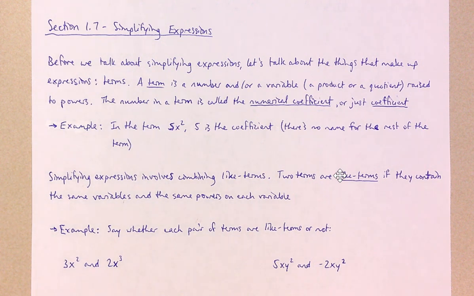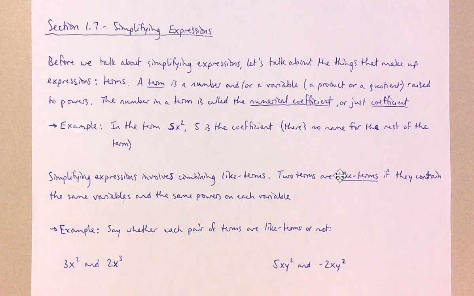But before we talk about simplifying algebraic expressions, let's talk about the things that make up these algebraic expressions. Those building blocks, if you will, those pieces of algebraic expressions are called terms. So what is a term? A term is a number and or a variable. It could just be a number. It could just be a variable. Or we could have products or quotients of numbers and variables, or we could have variables or numbers raised to powers, or something like that.